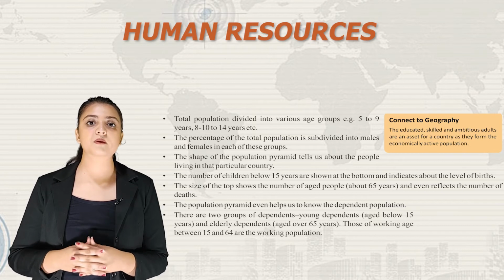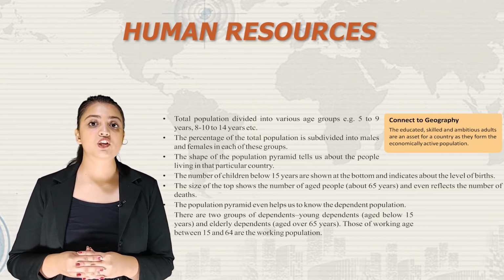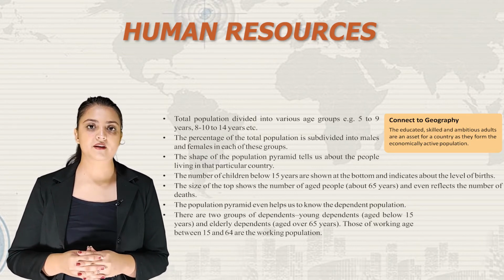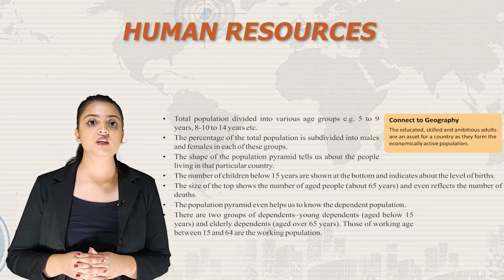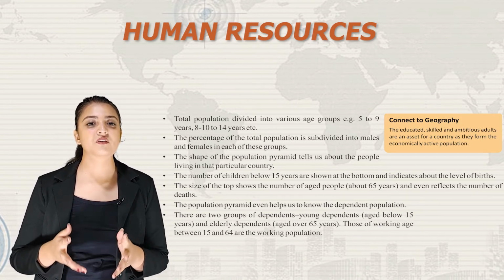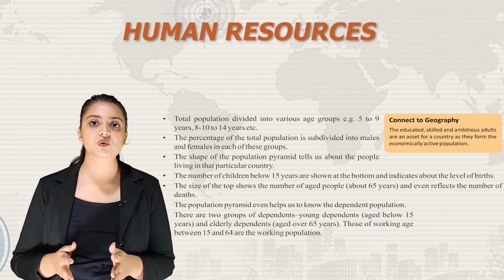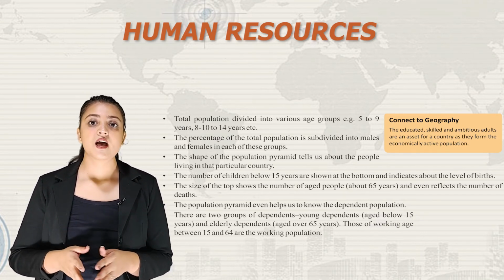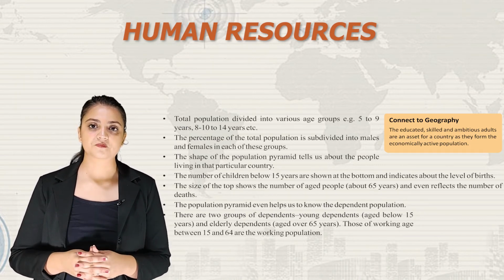There are two groups of dependents: young dependents, aged below 15 years, and elderly dependents, aged above 65 years. Those of working age, between 15 and 64, are the working population. Let's connect to geography once again. The educated, skilled and ambitious adults are an asset of a country as they form the economically active population.